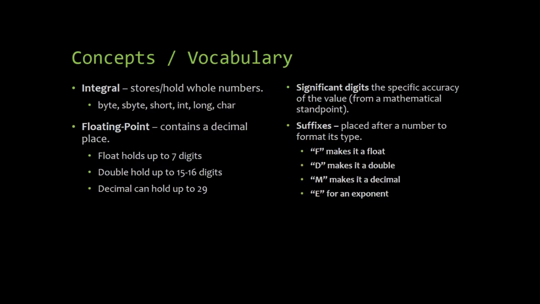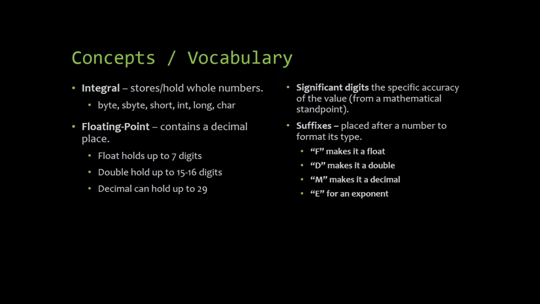Now floating points represent all the numbers that have a decimal place. For example, 0.8986 or pi, 3.14, etc. Anything that deals with the decimal place. If you want to find the specific or have a precision estimate on an exact number, you would use a floating point because it would include all those decimals. Some examples of those would be a float, which holds up to 7 digits. A double holds up to 15 or 16 digits, and a decimal can hold up to 29.